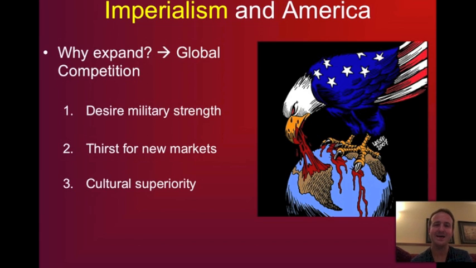That's imperialism. We certainly can tie this into the Spanish-American War, and we're going to start to see how this plays out for the United States as we continue to move through this unit.